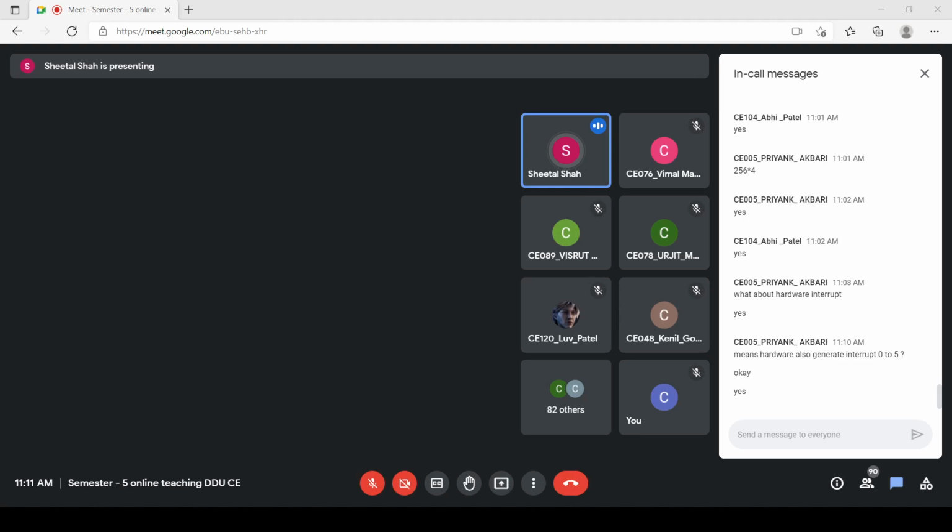So we have seen that there can be either hardware interrupts or software interrupts. The hardware interrupts can be maskable or non-maskable. For example, we can mask the interrupt which is generated at this INTR pin. So how can you do that?